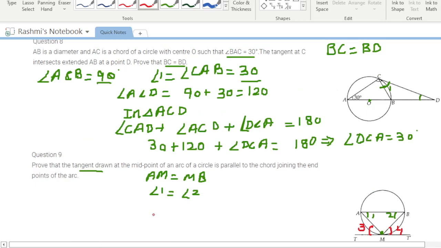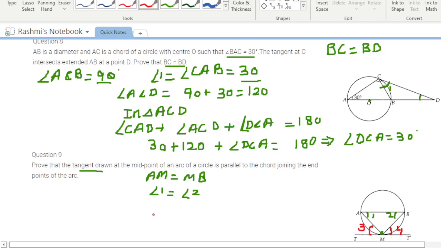Angle 3 will be equal to angle 2, because angle 3 is the angle made by the tangent and the chord, and the angle 2 is the angle made by the same chord in the alternate segment. Similarly, we can say that angle 4 will be equal to angle 1.